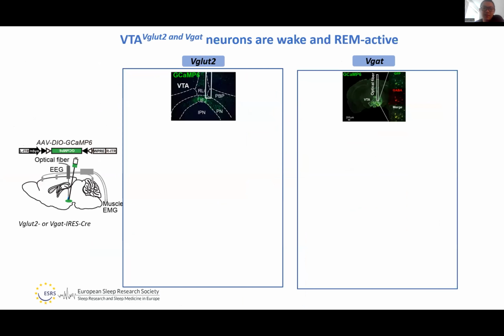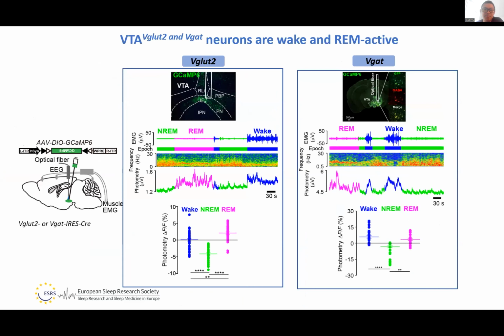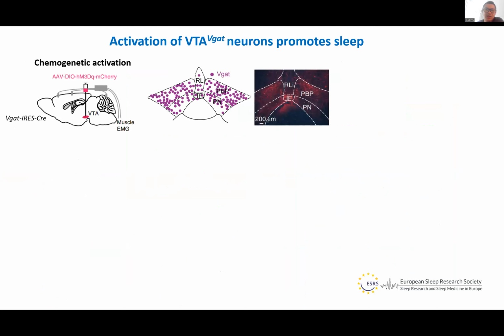We first used the calcium indicator to determine the dynamic activity of Vglut2 and VGAT populations during natural sleep-wake periods by delivering GCaMP6 into Vglut2-Cre or VGAT-Cre mice. So as we can see, calcium signal was much higher during wakefulness and REM sleep compared with non-REM sleep in both Vglut2 and VGAT positive neurons, which suggests Vglut2 and VGAT neurons are primarily wake and REM active. So we next conducted chemogenetics to explore whether VGAT neurons can induce sleep or wakefulness.